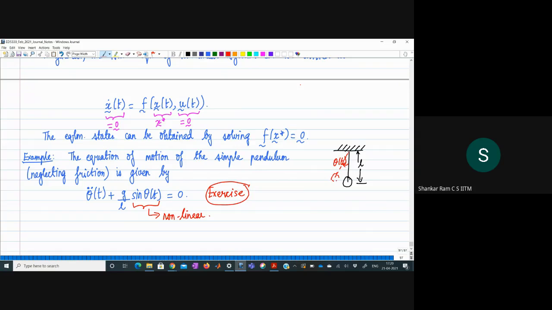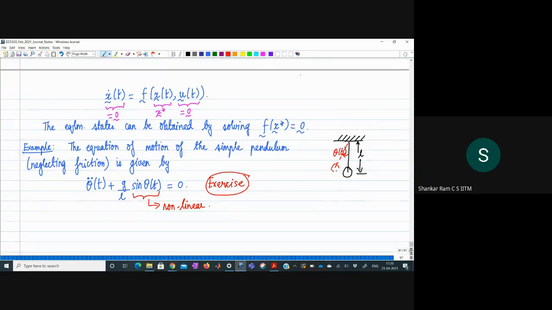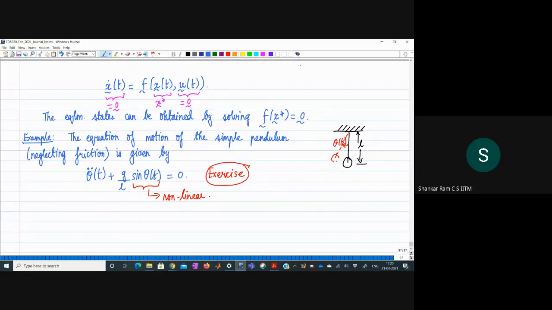So, but what I want you to do is essentially derive this equation of motion, right? So, for this system, the governing equation of motion is going to be theta double dot t plus g by L sine theta t equal to 0, okay? This is a second order system, by the way, all right? So now let's analyze this. Okay, so let's write the state space representation for the system.